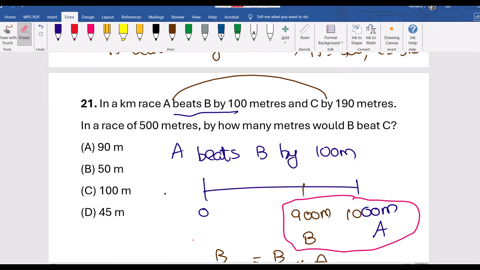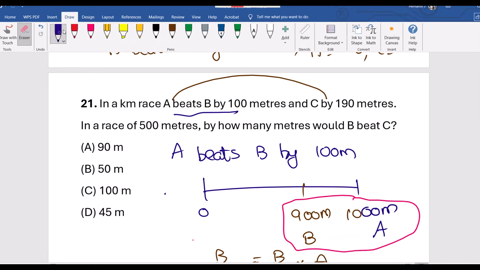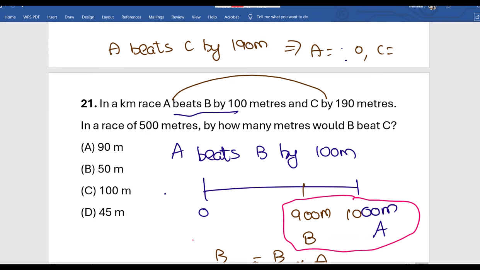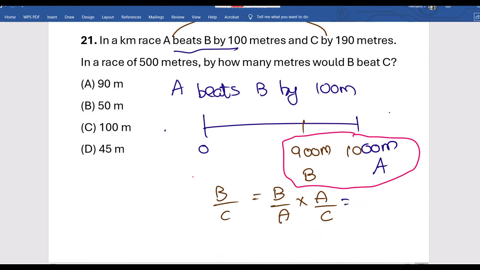And C. See, the procedure is correct, but it is a kilometer race. What we took was wrong. We took 500 meters, but it should be 1000. A beats C by 190 means A should complete the race of 1000, and C is now 810 meters. No worry, the procedure is correct. Now B by A is 900 divided by 1000. A by C is 1000 divided by 810. This cancels.